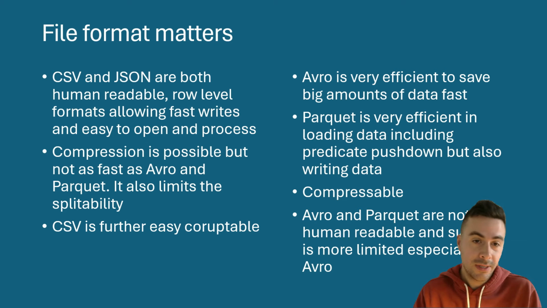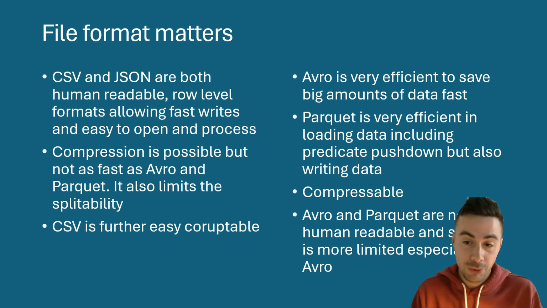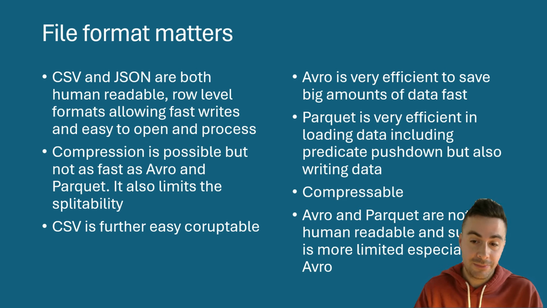And also there are statistics saved in Parquet, which allow you to pull data quite efficiently with predicate pushdown, which we're going to see in a bit. They are compressible, but you should know that Avro and Parquet are not human readable, and also Avro has some limitations. Not everyone can read it, but Spark has a built-in option to read Avro.